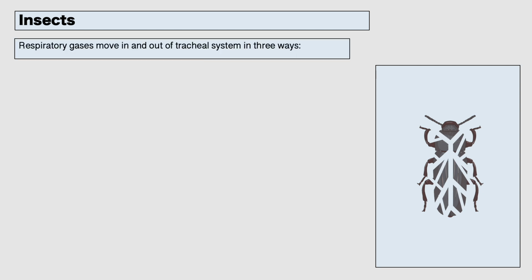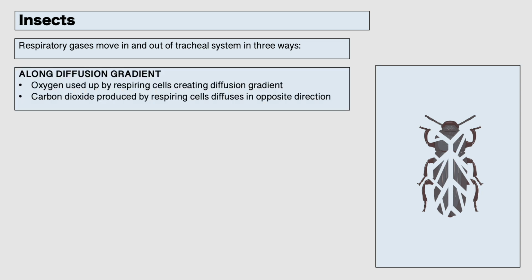Respiratory gases move in and out of the tracheal system in 3 ways. Firstly, along the diffusion gradient. Oxygen is used up by respiring cells, creating the diffusion gradient, and carbon dioxide produced by respiring cells diffuses in the opposite direction.